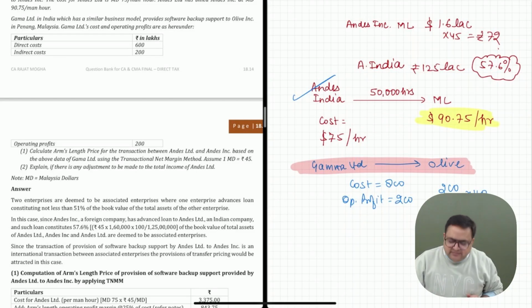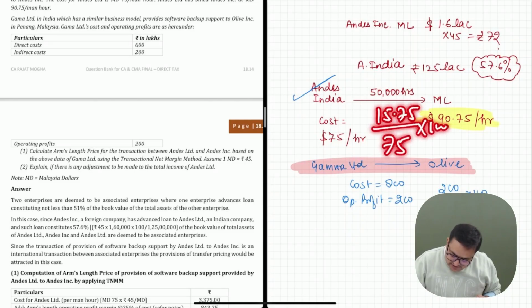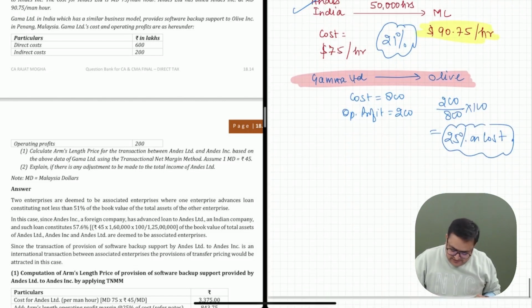90.75 minus, I'm just taking it for 1 hour. So that's okay. We are just calculating the profit. So 90.75 minus 75 is how much? Say 15.75. 15.75 upon cost 75 into 100. How much is it? Divided by 75 into 100, 21%. So we are charging 21%, but others are charging 25%.